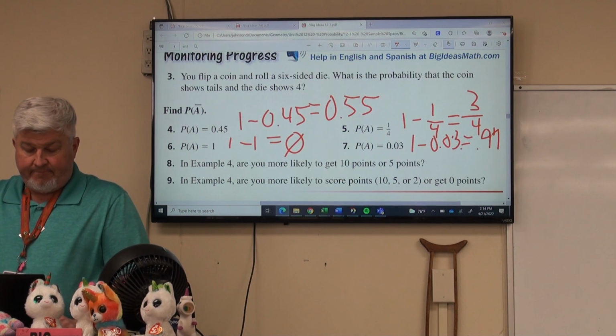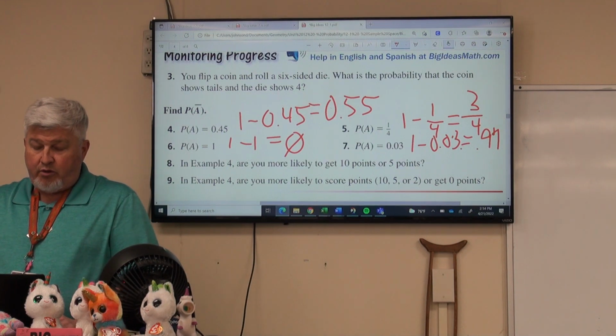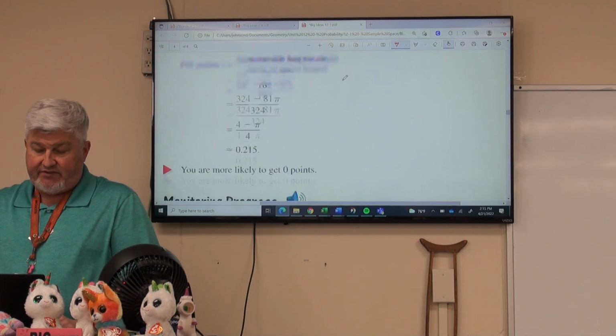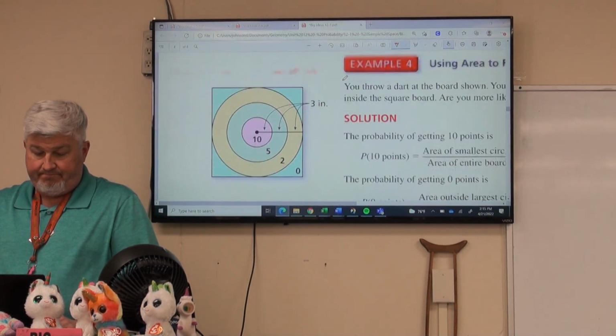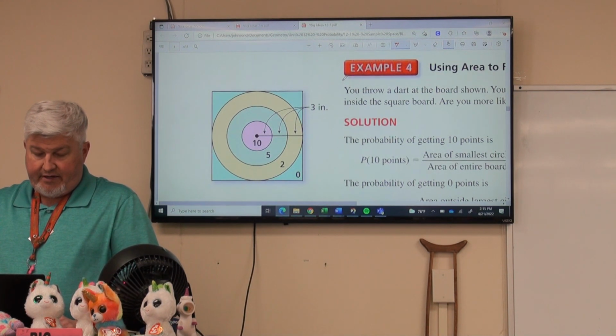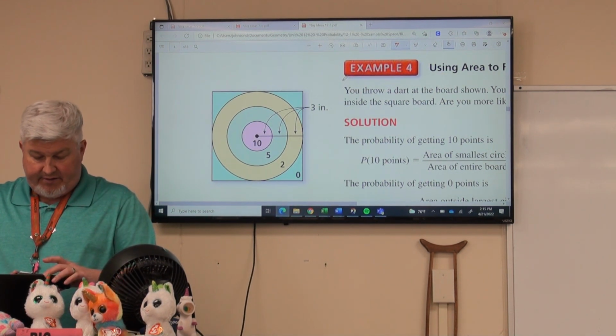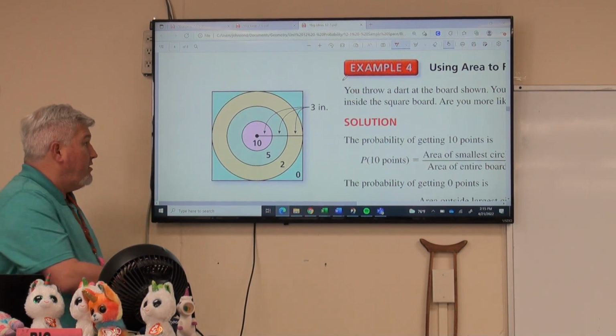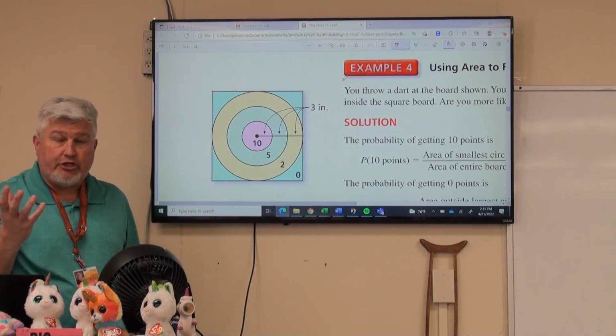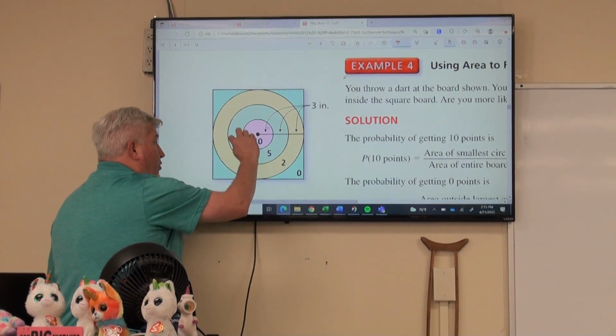Okay? In example 4, are you more likely to get 10 points or 5 points? Let's go back up to the dartboard. All right, I've already erased it. I'm not going to go by memory again. So now, which area is larger? The pink area or the green area?